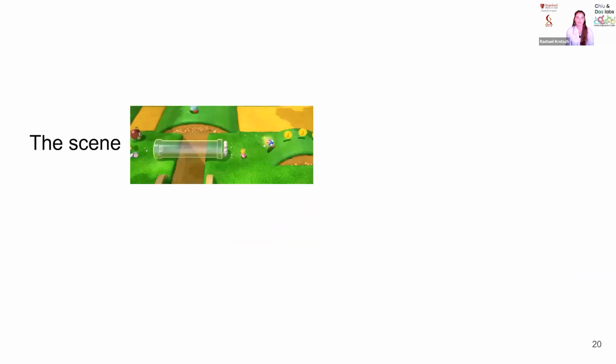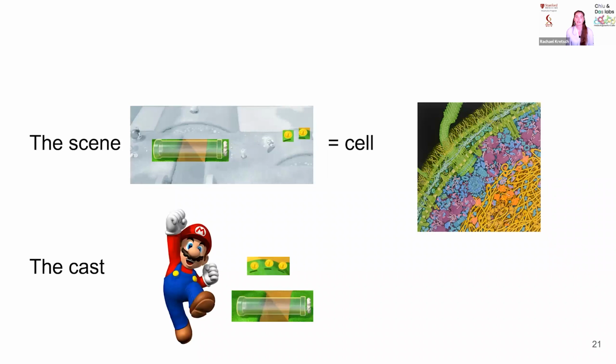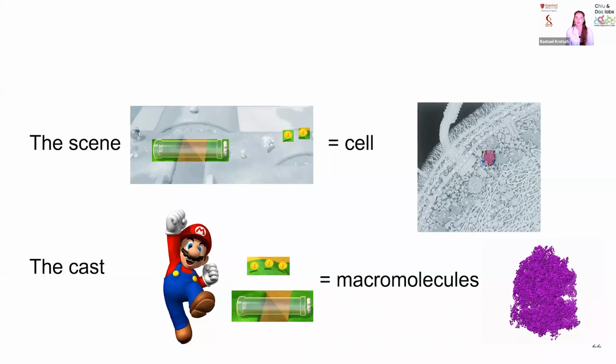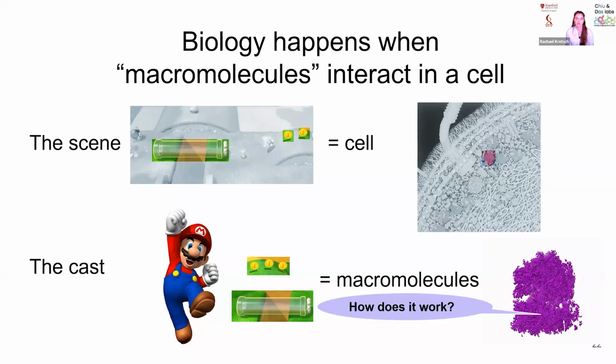So how does this relate to biology? Well, in biology, the scene is the cell. And the characters in the scene are what we call macromolecules, which just means big molecules. Now remember, it's in 3D, so you can see down here, we have a 3D shape that's kind of like a mouth. And this is actually the ribosome that we'll be talking about a little bit today. So biology happens when macromolecules interact in a cell. And we have 2 questions we want to ask about them.